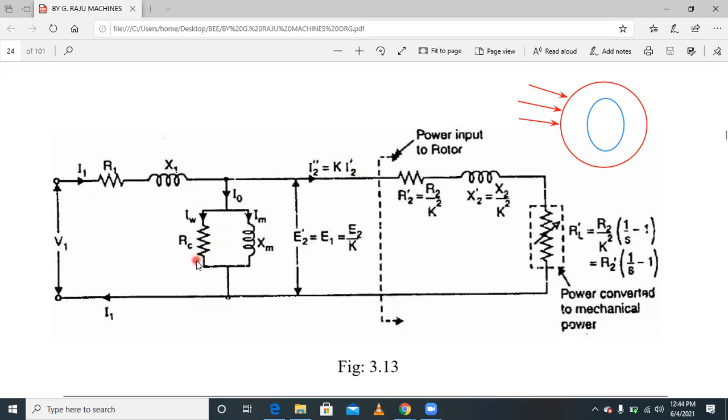The stator also has copper loss and core loss. IW square into R is the stator core loss, since the stator has a core, so it has some loss. After that, the input power minus these losses is called the rotor input. So we are giving the power supply to the rotor through the air gap. So this is called the air gap.